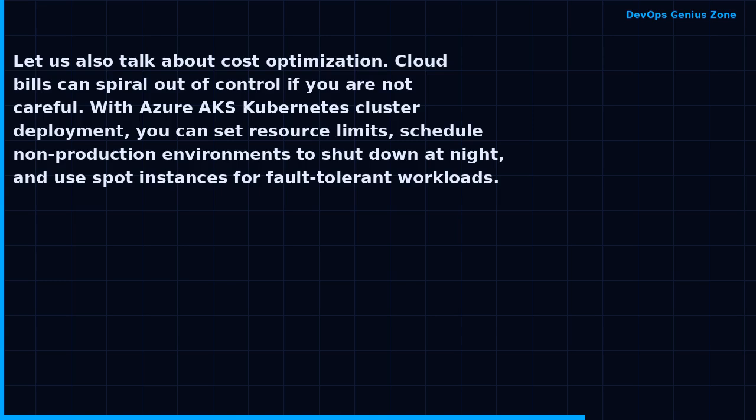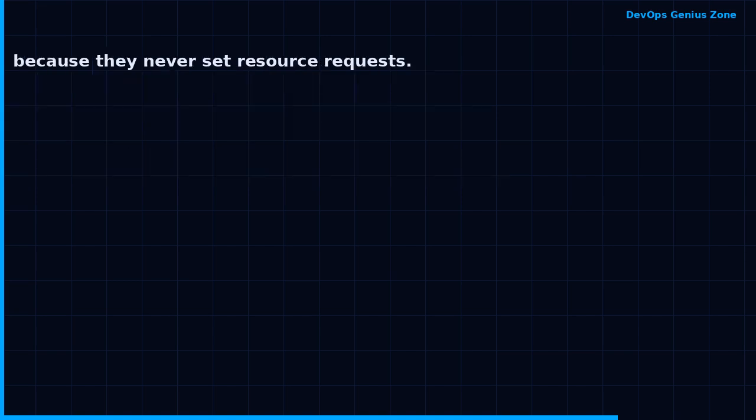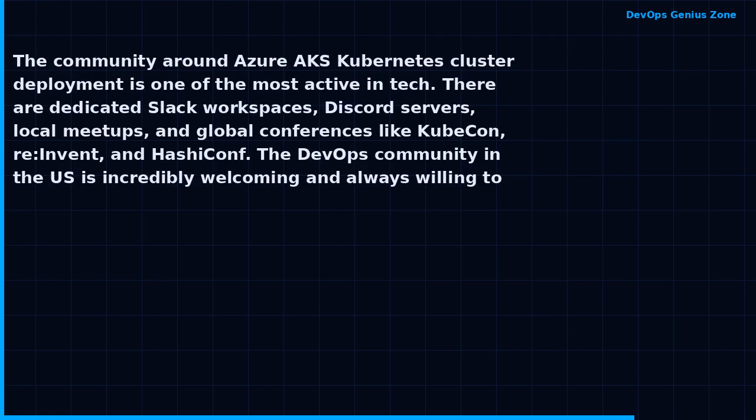Let us also talk about cost optimization. Cloud bills can spiral out of control if you are not careful. With Azure AKS Kubernetes cluster deployment, you can set resource limits, schedule non-production environments to shut down at night, and use spot instances for fault-tolerant workloads. These simple steps can cut your cloud spend by 30 to 50%. For example, a properly configured Kubernetes cluster with horizontal pod autoscaling can automatically scale down during low traffic and save thousands per month. I've seen companies waste tens of thousands of dollars simply because they never set resource requests.